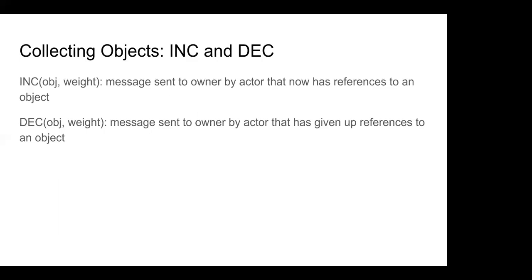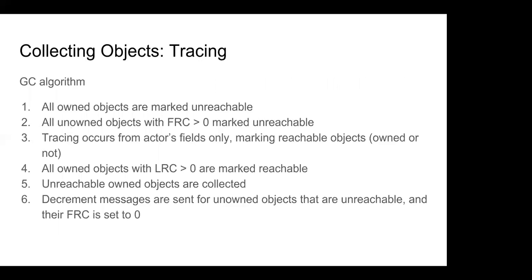When we're collecting objects, we need to be aware of the fact that there are increment and decrement messages. These messages are sent between actors. The increment messages are sent when an actor obtains a reference to an object, and decrement messages are sent when an actor gives up or confirms that it no longer has a reference to an object.